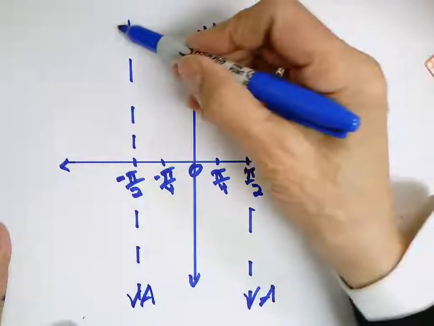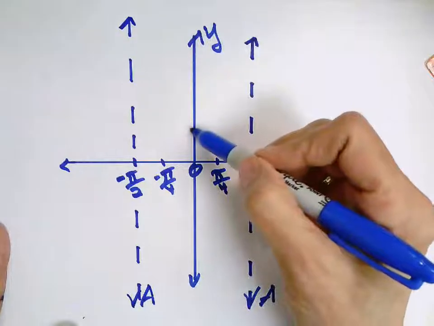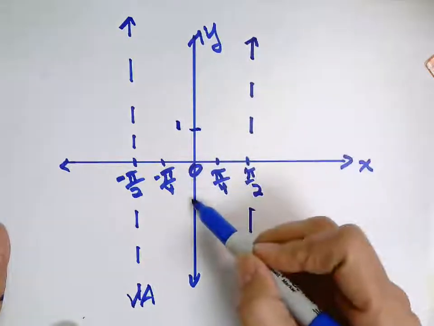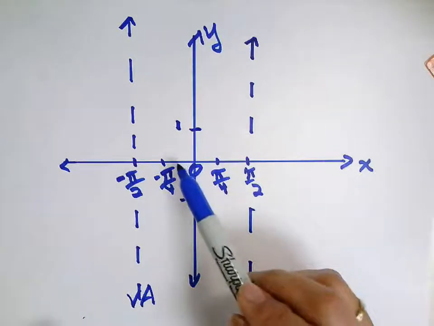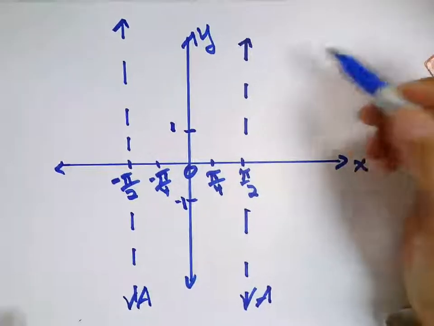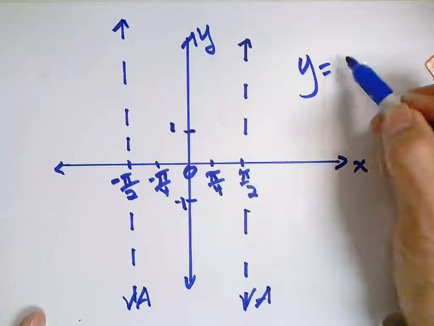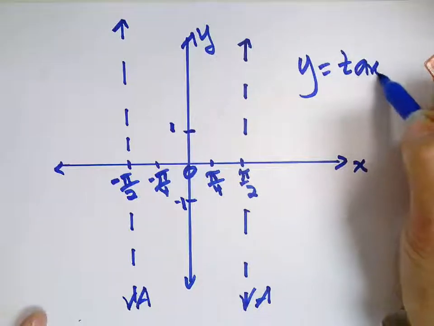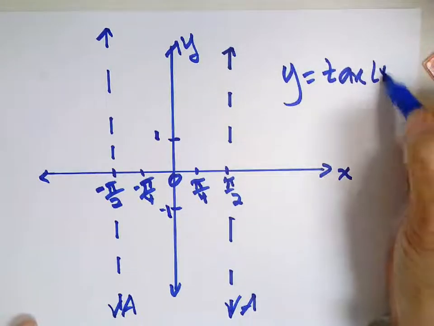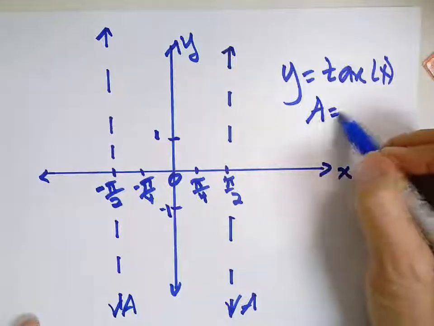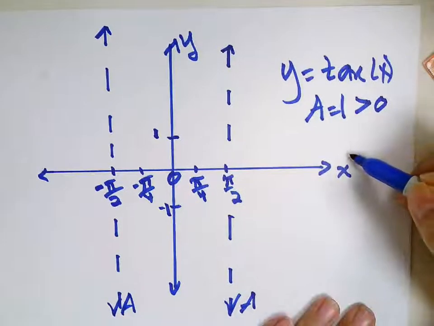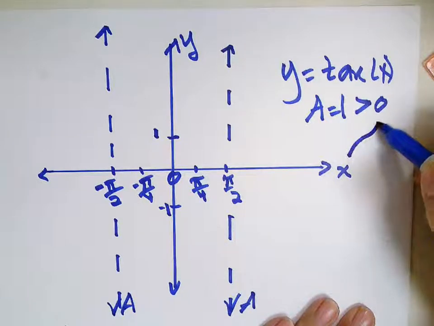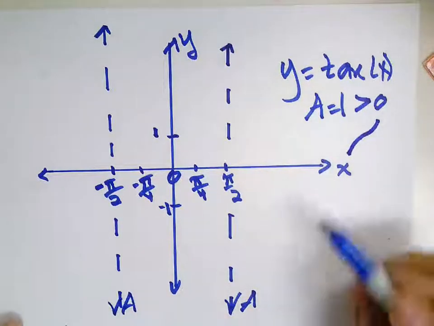And remember, the A is 1, so we put the A, a 1 here, and a negative 1 right there. You see the second critical number. Now remember, let me go back to say this. We had y is equal to the tan of x. And remember, the A was equal to 1, which means it's greater than 0. So it's going to be an increasing function as we move from left to right. So this is how our tangent curve is looking.